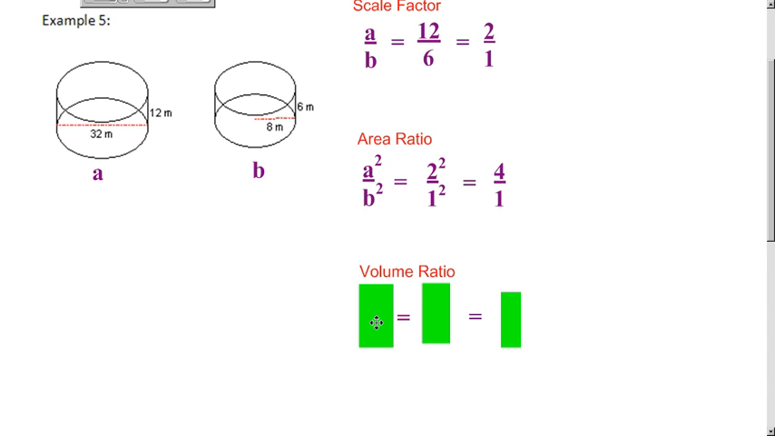The volume ratio. Volume is cubed. Take your scale factor ratio, 2 over 1, and substitute in. So I have 2 over 1. They're both cubed. 2 cubed is 8. 1 cubed is 1.